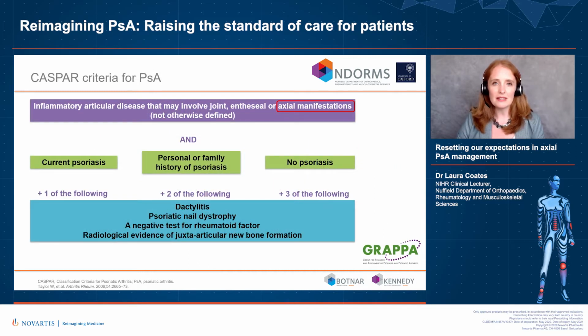Now, psoriatic arthritis is obviously part of the spectrum of spondyloarthritis, and that's clear when we think about classification criteria for the disease. Here you can see the classification criteria for psoriatic arthritis as informed by the CASPAR group. Right at the top, you can see that the stem of the CASPAR criteria requires inflammatory articular disease either in the joints, the entheses, or the axial skeleton. Alongside fulfilling the points below, this would mean that patients with axial involvement can fulfill the CASPAR criteria and be classified as psoriatic arthritis.